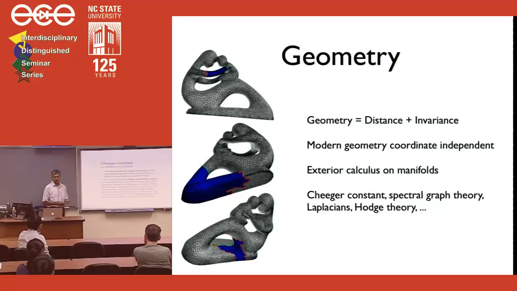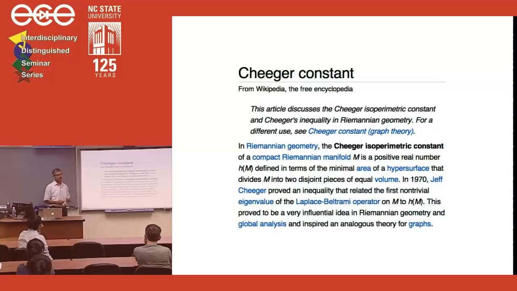So this is from the source of all wisdom nowadays, Wikipedia. Cheeger constant in Riemannian geometry. It's a real number for a manifold defined in terms of the minimal area of a hypersurface that divides the manifold into two disjoint pieces of equal volume. So a very natural thing to use in data analysis, and it is.